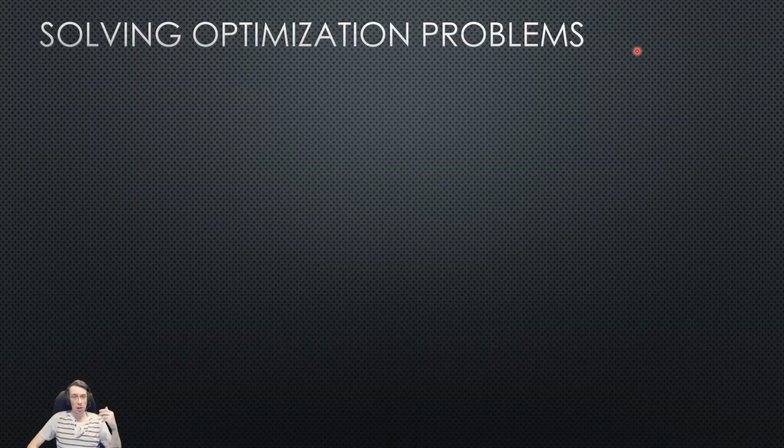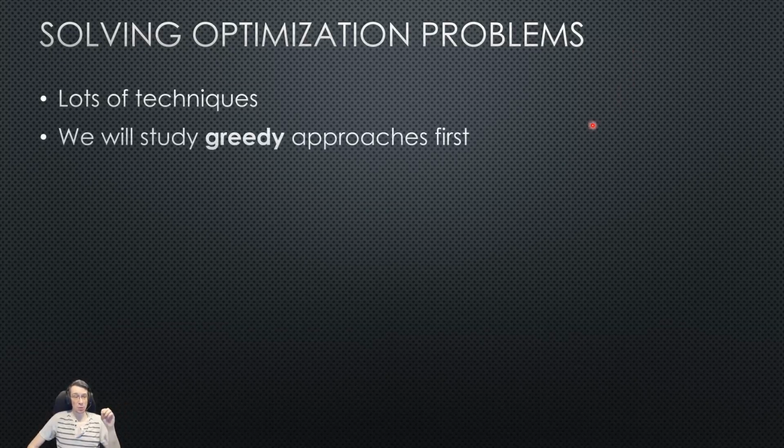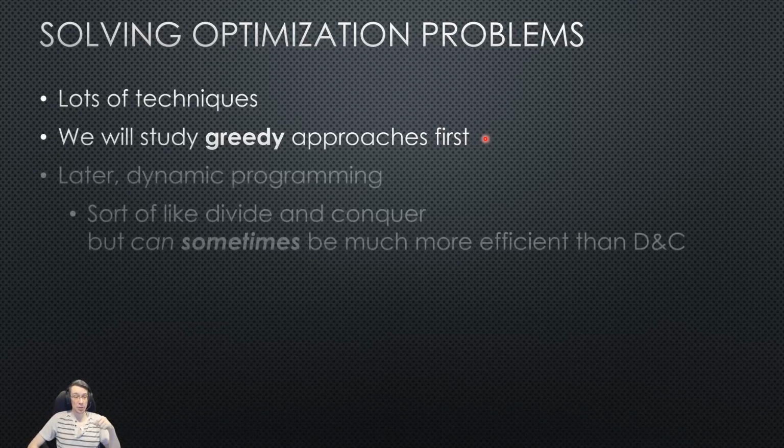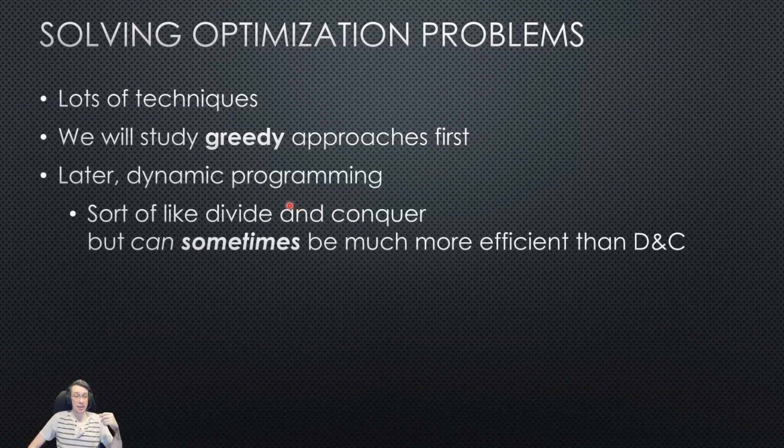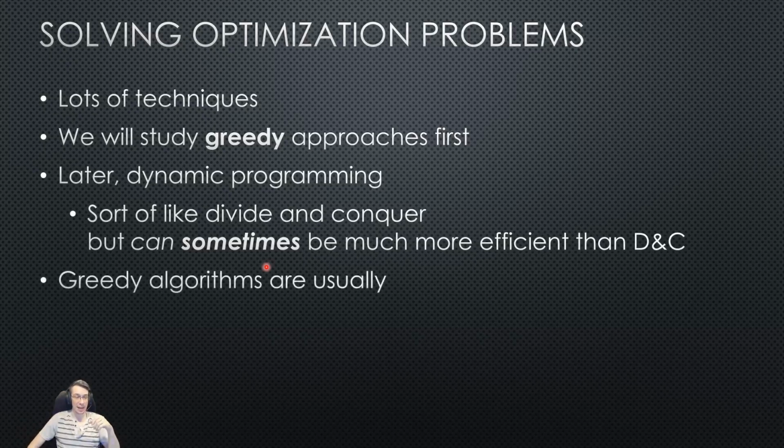Okay, so how do we solve optimization problems? Well, there are tons of techniques. In this course, we're going to study greedy approaches first. Well, technically, we've also studied divide and conquer approaches already, and you can indeed solve some optimization problems using divide and conquer algorithms. We're going to study greedy approaches now, and then a little bit later, we'll study dynamic programming, which is sort of like divide and conquer, but sometimes it can be a lot more efficient than divide and conquer, especially if the subproblems that you're solving have some sort of overlap. And we'll talk more about that when we actually get into dynamic programming.